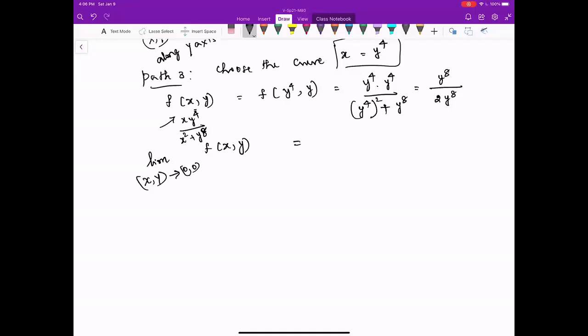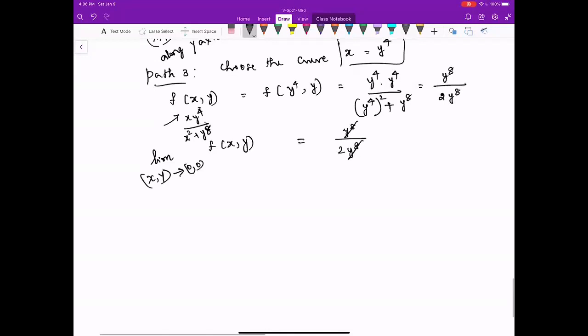Limit as (x, y) approaches (0, 0) of f(x, y). What it means is x approaches 0, y approaches 0. But we know that it is y to the power 8 over 2y to the power 8. As y is not equal to 0, it can cancel like that, which is equal to 1/2.